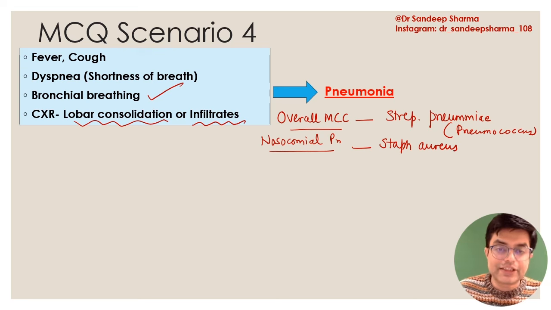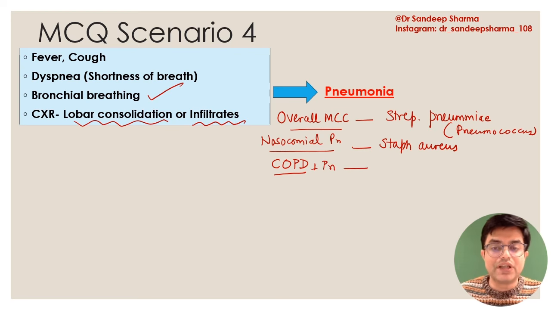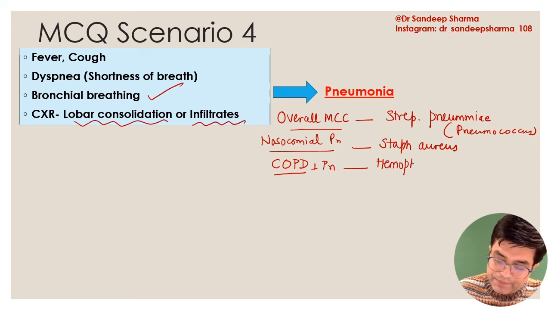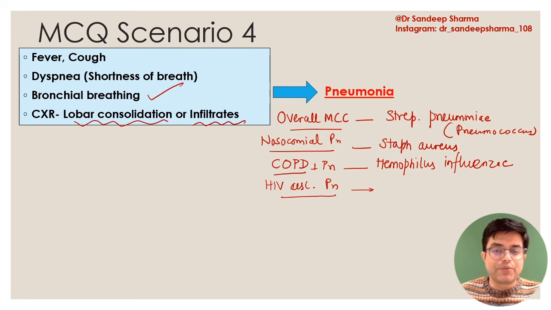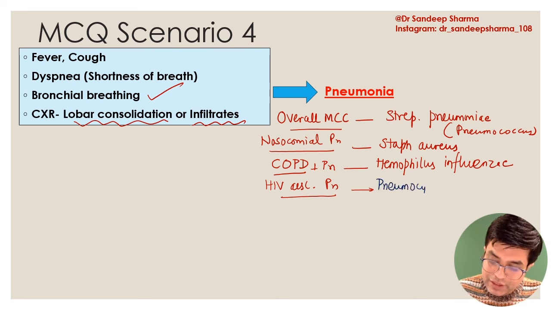If the examiner says there is a COPD patient which develops pneumonia, what is the likely organism? According to table given in Harrison, it is Haemophilus influenzae in these patients. And if the MCQ says there is a patient who's having HIV associated pneumonia, तो most common cause of pneumonia क्या होगा? That will be pneumocystis. I'm writing with a different color because this is a recent MCQ point. Pneumocystis jirovecii, and that is the answer.